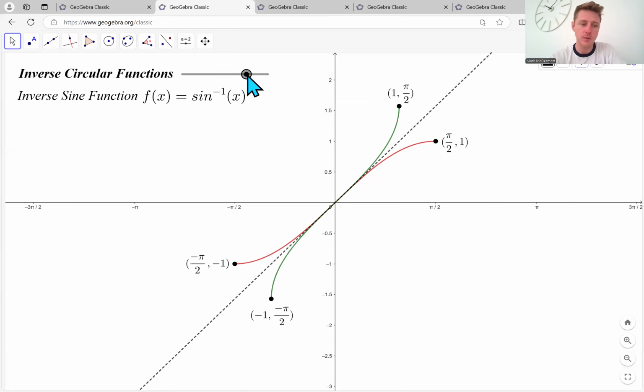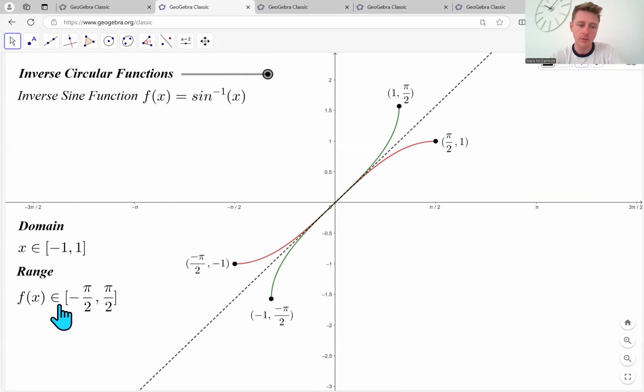A few things we might be interested in are the domain and range. The domain of the inverse sine graph is negative 1 to positive 1, so it goes between negative 1 and positive 1. And the range is from negative pi on 2 to pi on 2, inclusive, so we use square brackets. And that is our inverse sine function. That's what it looks like.